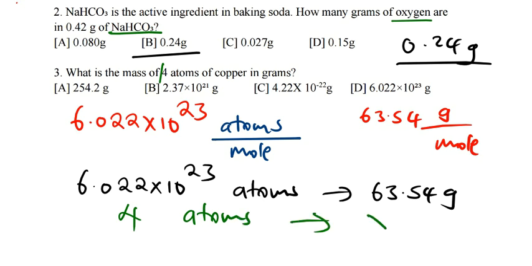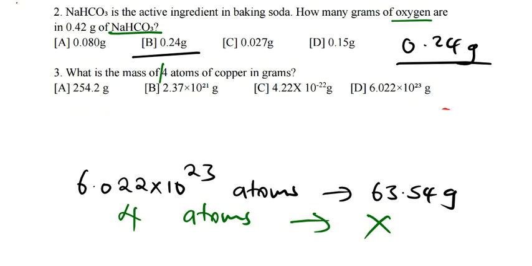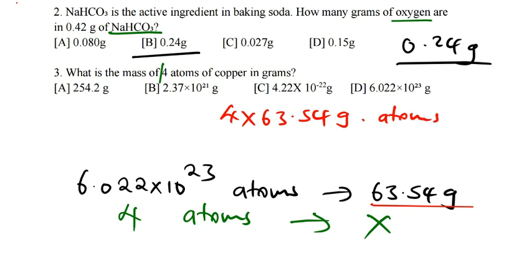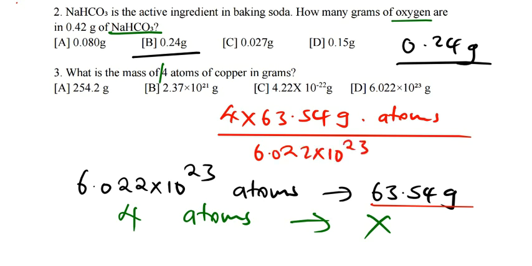So you put an X there, and then of course cross and multiply. What do you end up with? So you see that the 4 will multiply with that. So that will be 4 multiplied by 63.54 grams, grams multiplied by atoms, right? And then we'll divide by 6.0222 times 10 to the power 23 atoms. So atoms will just go, so that you just remain with your grams.